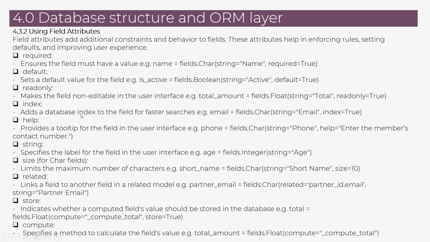Index adds a database index to the field for faster searches, e.g. email. You can also have a field attribute for help, for string, for size to limit the characters in that field. Say for example this one is limiting to 10. Related links a field to another field in a related model. Store indicates whether computed fields should be stored in the database, and compute also.